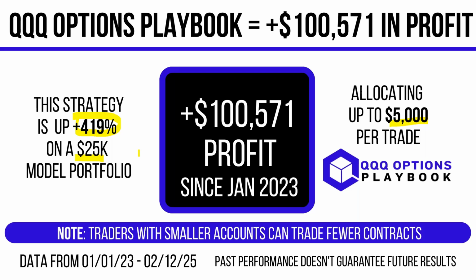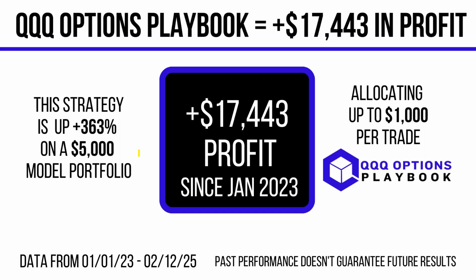Now, as the banner says, you can trade fewer contracts. Please hear me today when I say this. We would love to have you join the BigTrends family. If you trade the Qs, make sure you allocate money that fits your financial situation. Yes, I'm showing $5,000. Yes, I'm also showing you $1,000 a trade here on a $5,000 account, made 363%, $17,443 in gross profit before any commission or subscription investment.